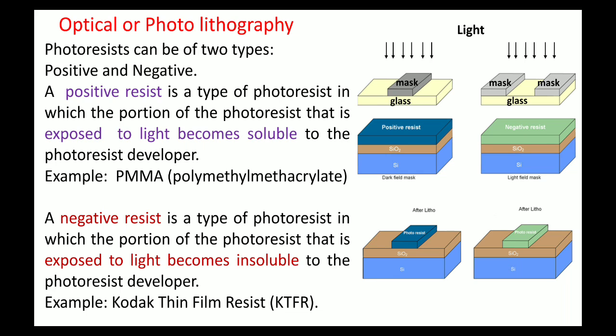So for positive photoresist, when the light is incident on the positive photoresist, it gets dissolved. So you can see after lithography, only the central part of the positive photoresist remains on the SiO2. Why? Because there is a mask. Light is not reaching, light is blocked for that region.